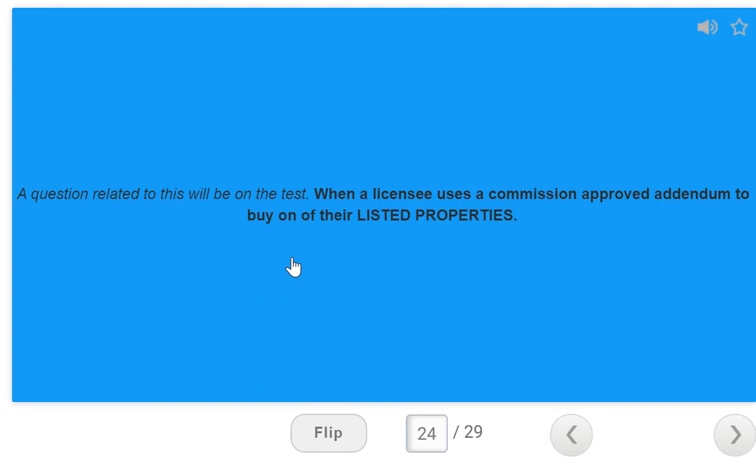So if a real estate agent lists a house and they're actually looking for a house themselves, and they're like, oh my gosh, I love this house that I've listed, they would need a buyout addendum because that is their listing. But if a real estate agent is just looking for a house to buy, not one of their listings, they found it on MLS or on Zillow, then they don't need the buyout addendum. So just remember, a buyout addendum is only required for licensees if it's one of their listed properties.